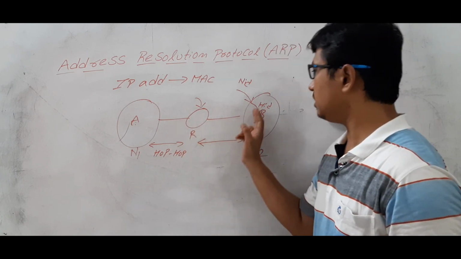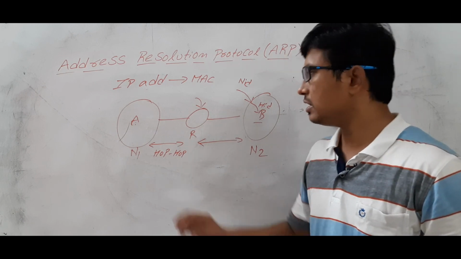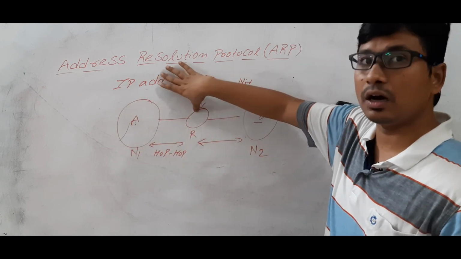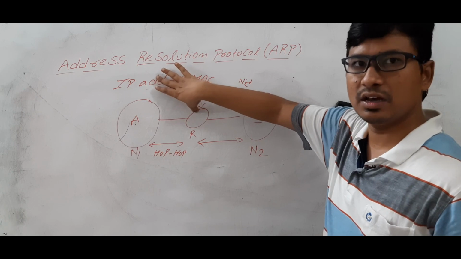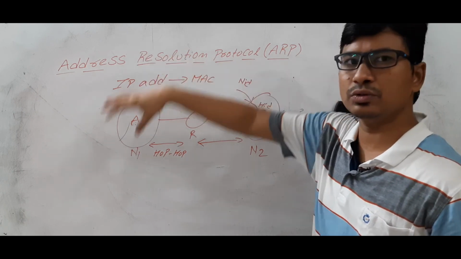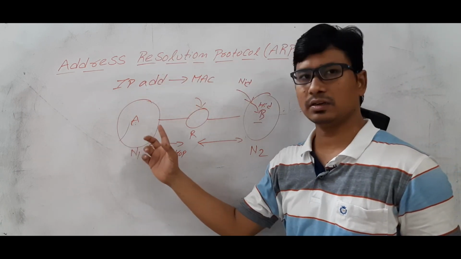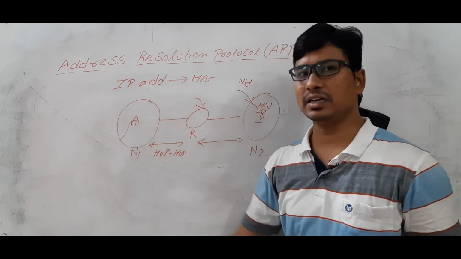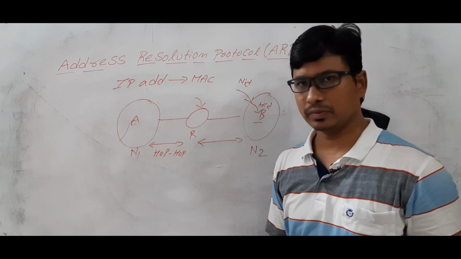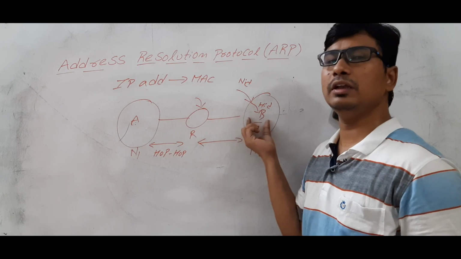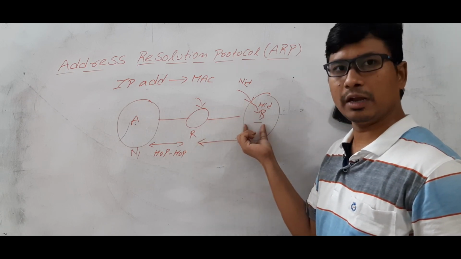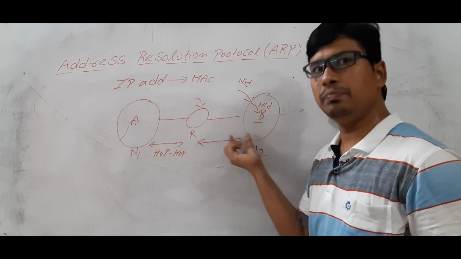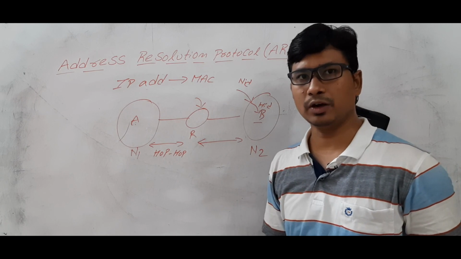Now the router has to send the packet to B. So A has to find the router's MAC address. How will it do that? Again it will use the ARP request, and the router will send the ARP reply. Then the router will again do the ARP request to B and B will send the ARP reply. Are you able to understand?